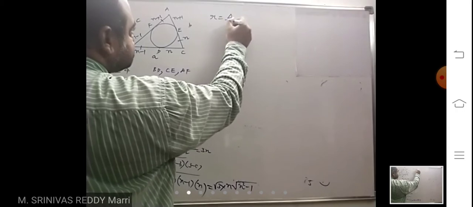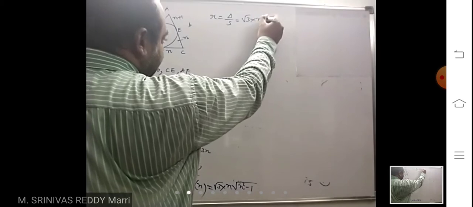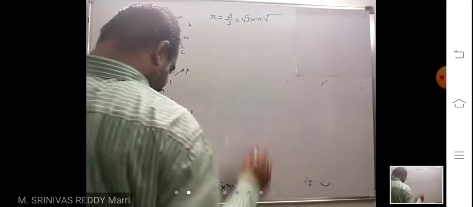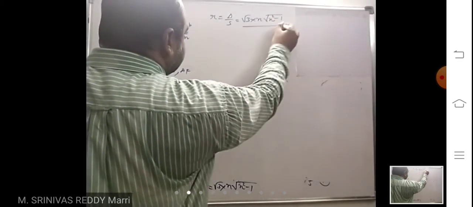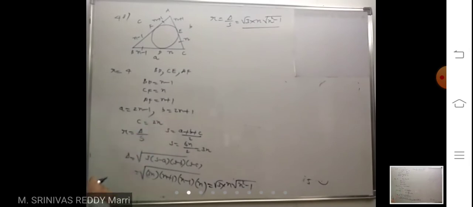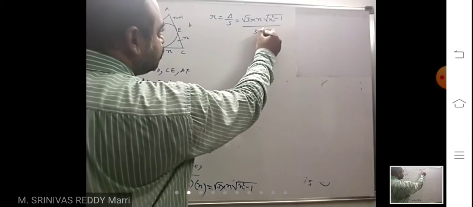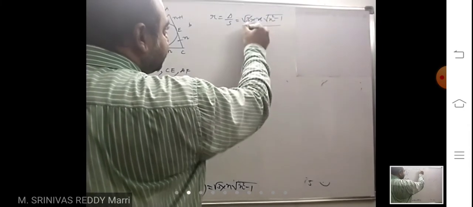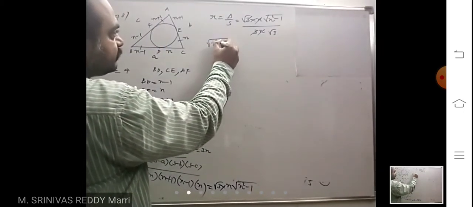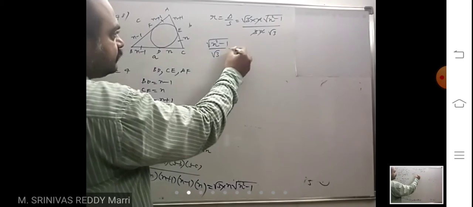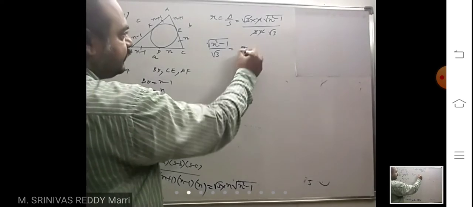Delta by s. Delta is root 3 into n into root of n square minus 1, divided by s. S means 3n, so n will get cancelled. So this is given as root of n square minus 1 divided by root 3. The in-radius is given as 4 units. This is the radius of the circle.